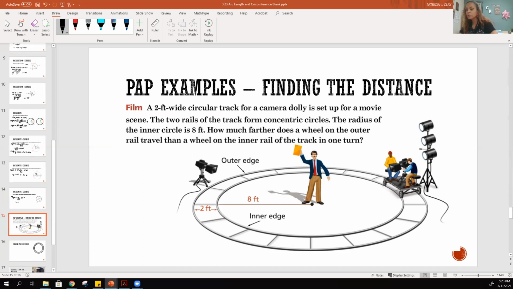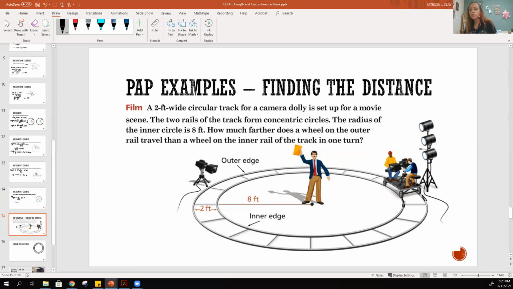Okay, so for this one, we need to find the distance. We have a 2 feet wide circular track for a camera dolly. A camera dolly is just a little camera on a little dolly like you use for moving, but it just goes around the track. It's set up for a movie scene. The 2 rails of the track form concentric circles, that means they surround each other. The radius of the inner circle is 8 feet. How much farther does a wheel on the outer rail travel than a wheel on the inner rail of the track? So the outer rail is over here, and the inner rail is over here. And remember, this track is 2 feet.